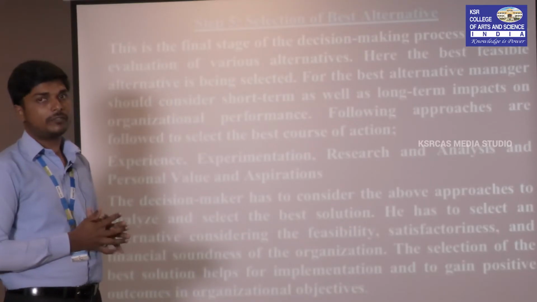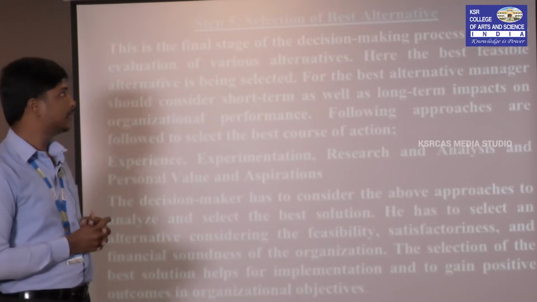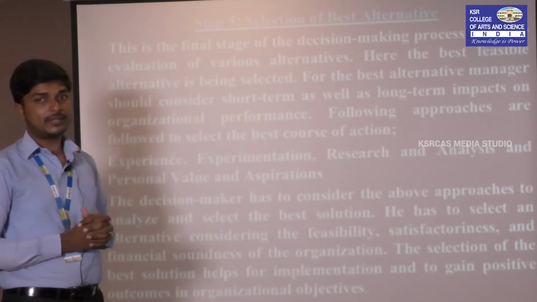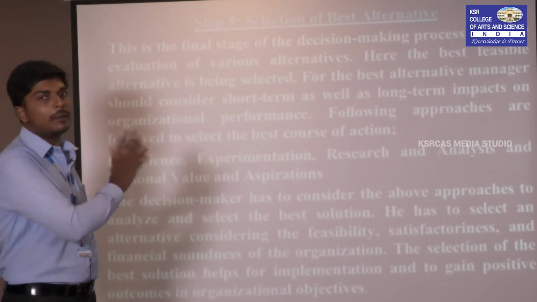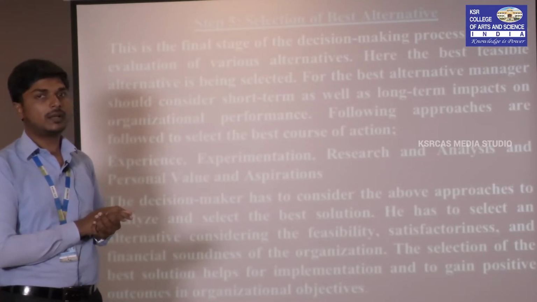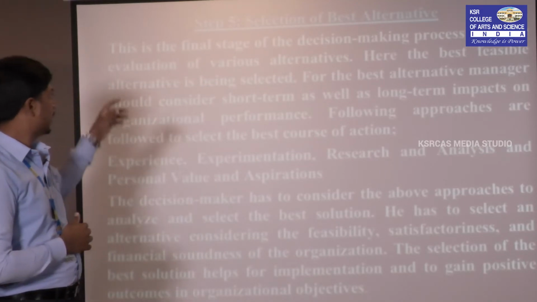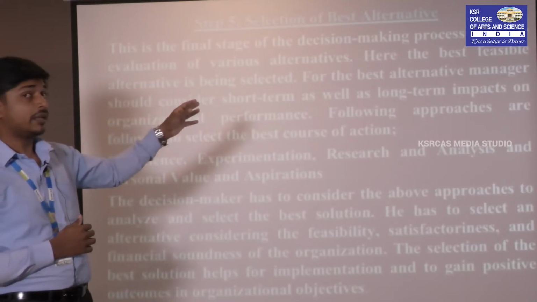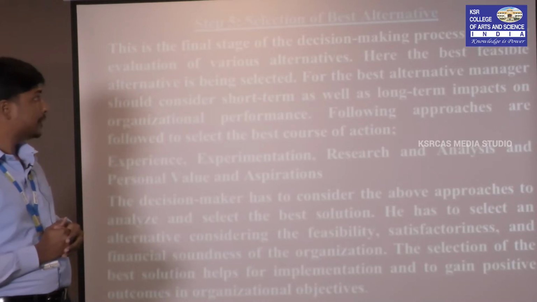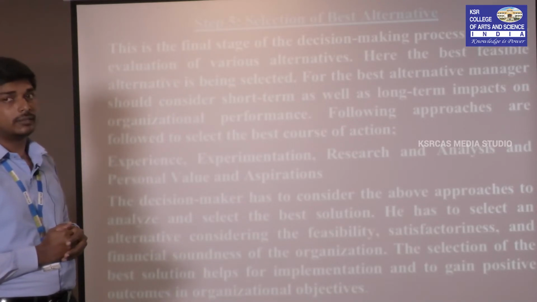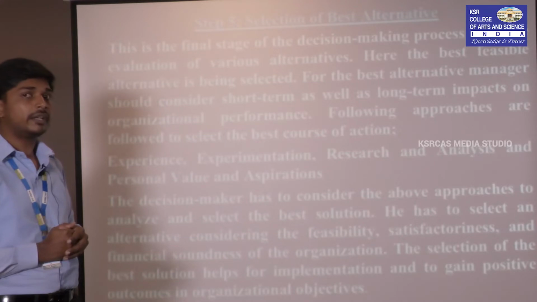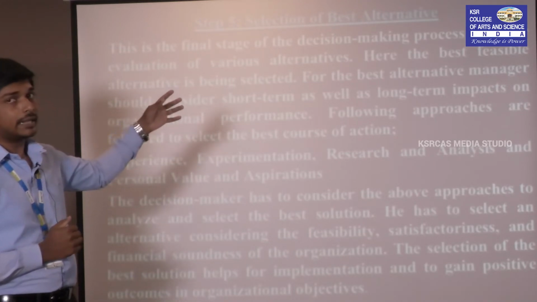The next step of the decision making process is step 5, selection of the best alternative. This is the midpoint of the process, where they are selecting the best alternative. After evaluating and comparing the various alternatives, we select the best one.